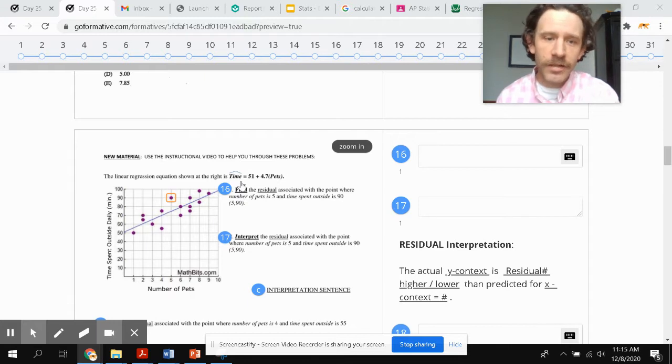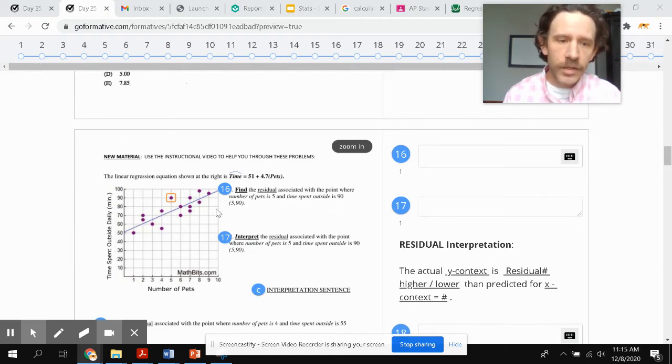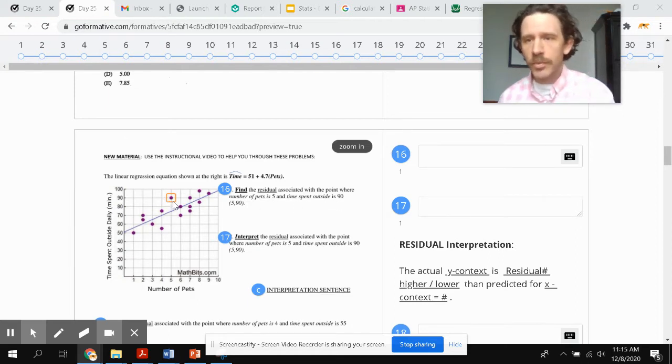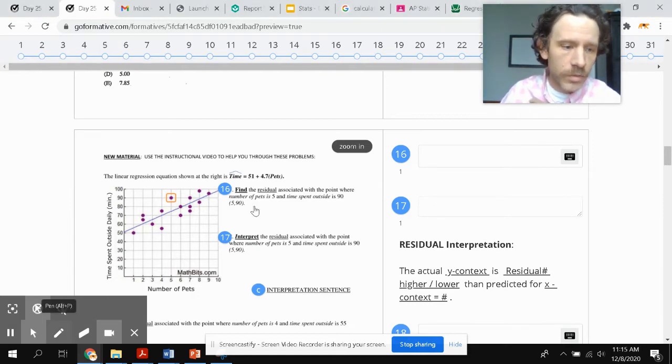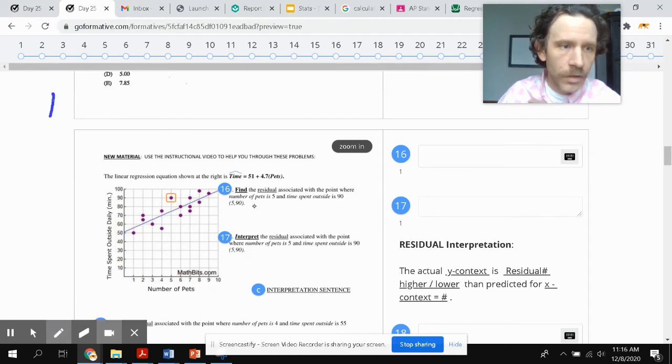Number 16 here says find the residual for the point that has number of pets at 5 and time spent outside of 90. So that's the actual point. You'll see that point circled there in orange. So what's the way to calculate a residual? Well, let's start there. Residual is your actual y minus the predicted y.